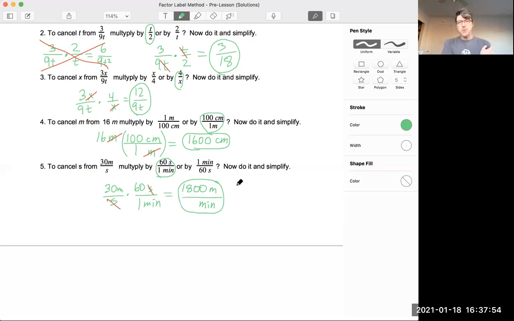Okay, so we just converted a speed, 30 meters per second, into 1800 meters per minute. All right, we'll get to that more later about how we actually do these converting of units using this approach. You'll see that in the factor label method videos.